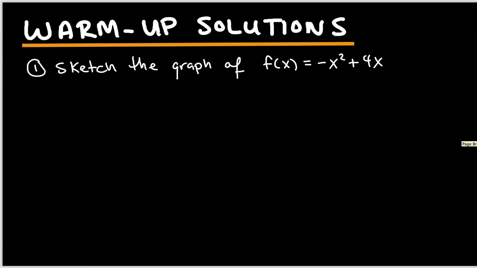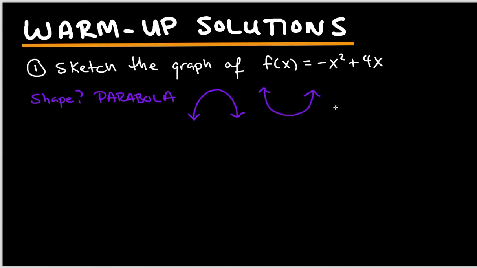The first thing I asked you to do was sketch the graph of f of x. And f of x is written there again. It's negative x squared plus 4x. And what's the shape of that function? The shape of that is a parabola, right? It's a quadratic function, so the shape is a parabola. And we know that they either go like that or they go like that.